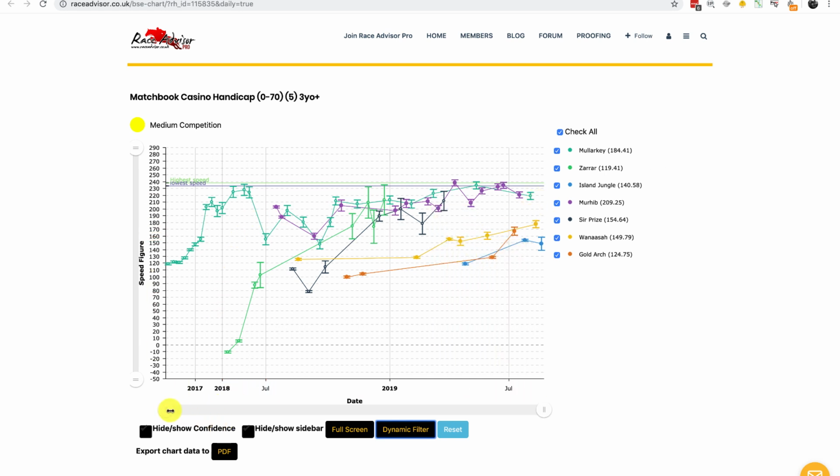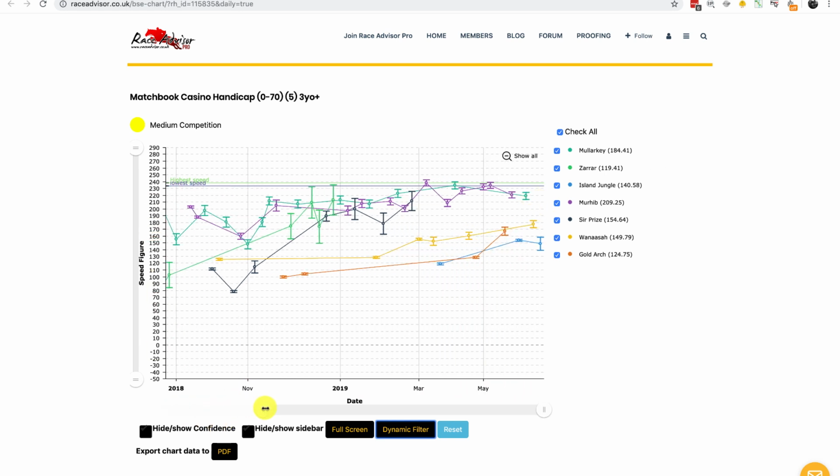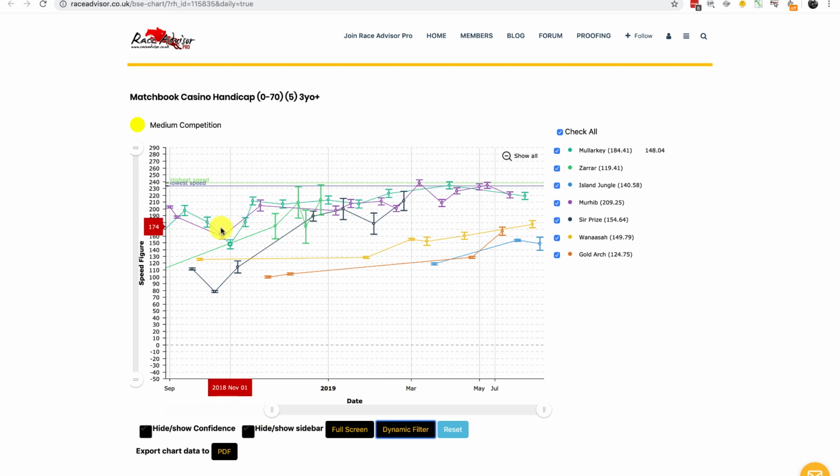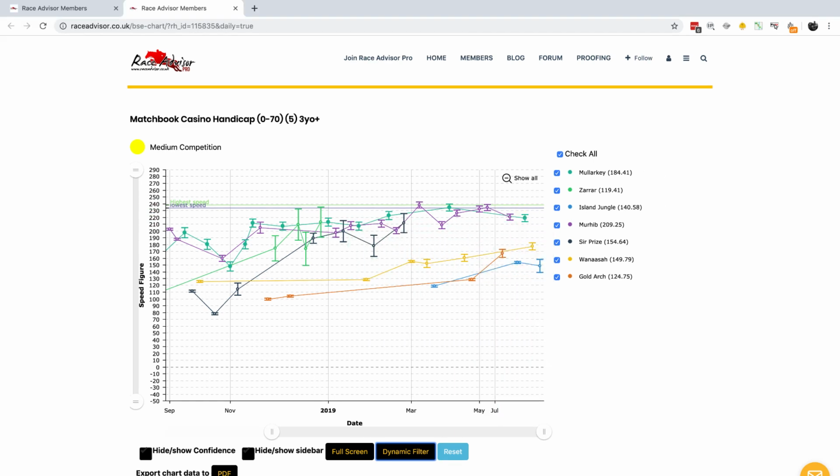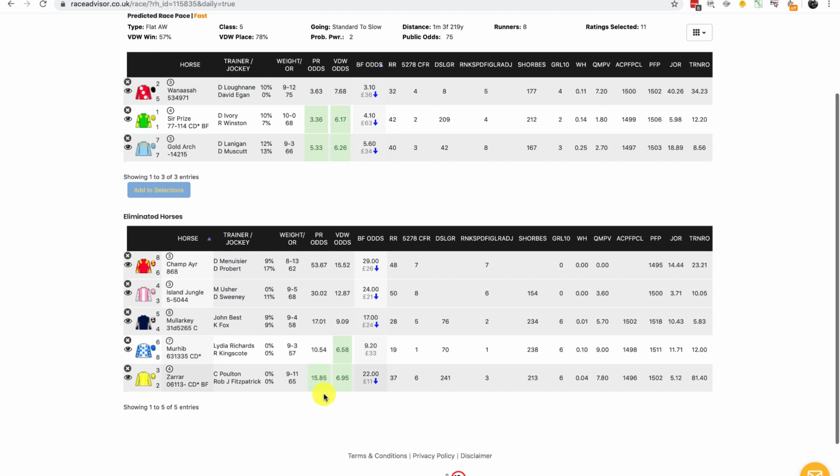And if we zoom in a little bit in the time frame, so I'm just going to bring that time frame a bit closer here. We can see that actually Malarkey is still looking pretty strong. I'm just going to pop back here and see what Malarkey's odds are doing. Currently 16 to 1, odds of 17.